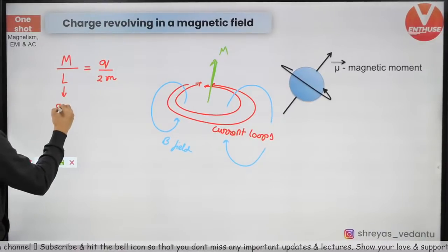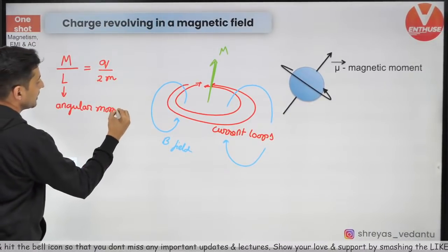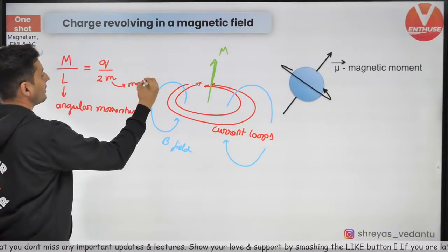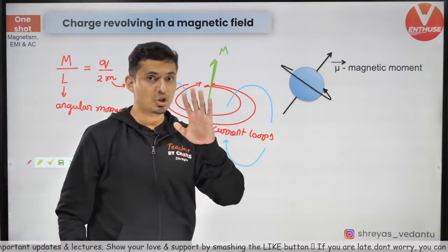What is this? This is angular momentum. Very, very important. This is very easy to remember. This is the mass of that body. This is charge, this is magnetic moment. This is something which you should know.